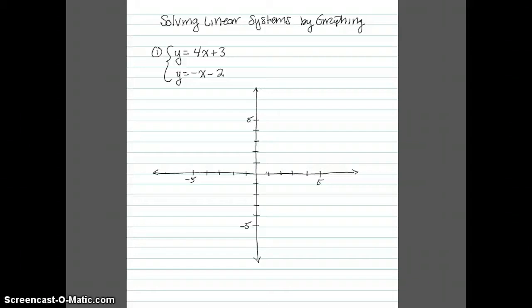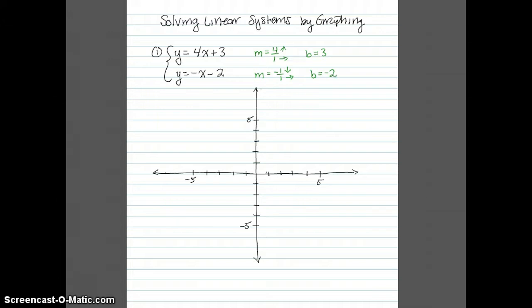So this is the first system that you have on your sheet, and the first thing I'm going to do for each equation is state the y-intercept and the slope for each one, so I get a sense of where to start. So for the first equation, my slope is 4 over 1, which means I move up 4 and 1 to the right, and my y-intercept is 3. For the second equation, the slope is negative 1 over 1, which means I go down 1, 1 to the right, and my y-intercept is negative 2.